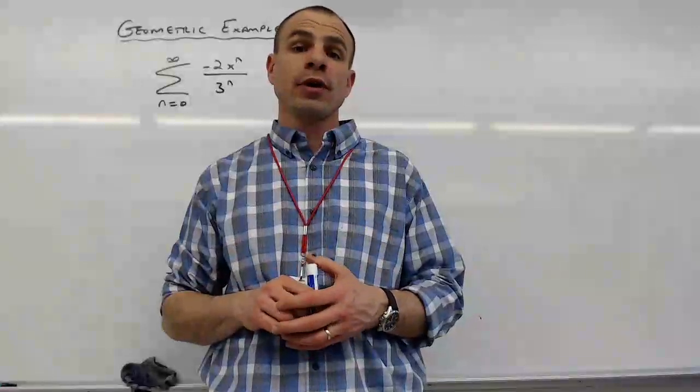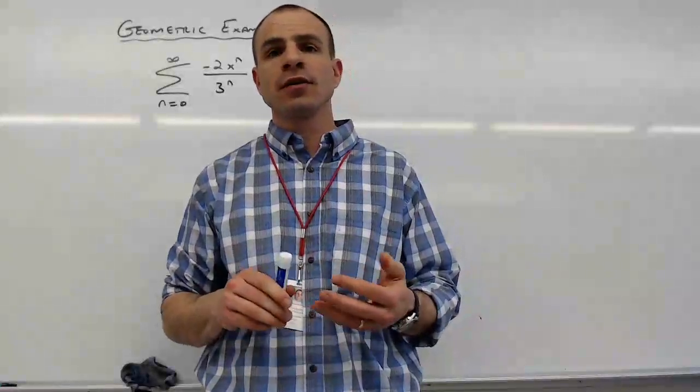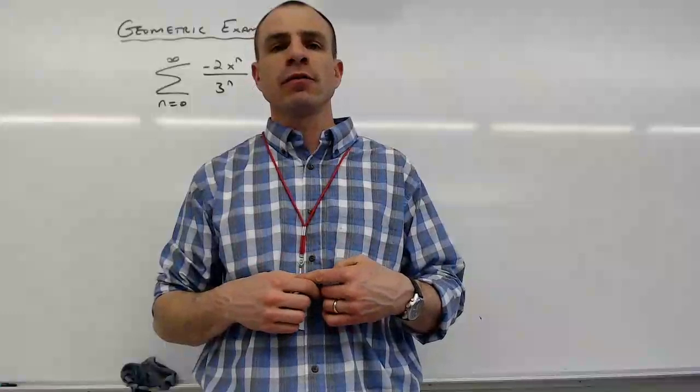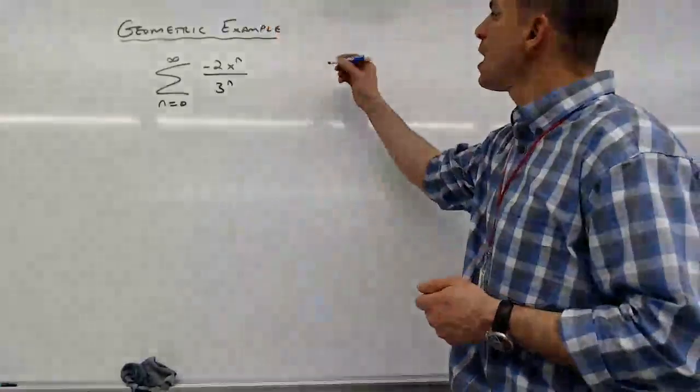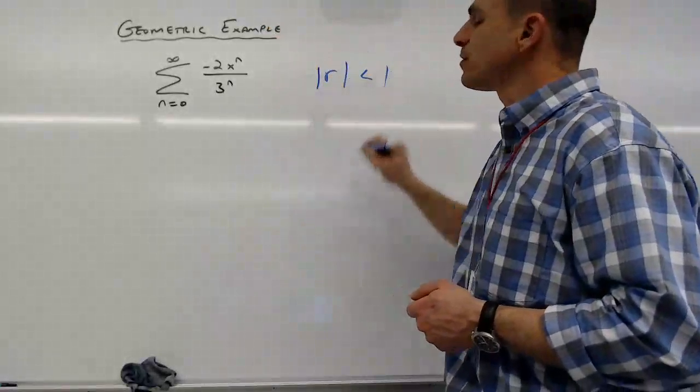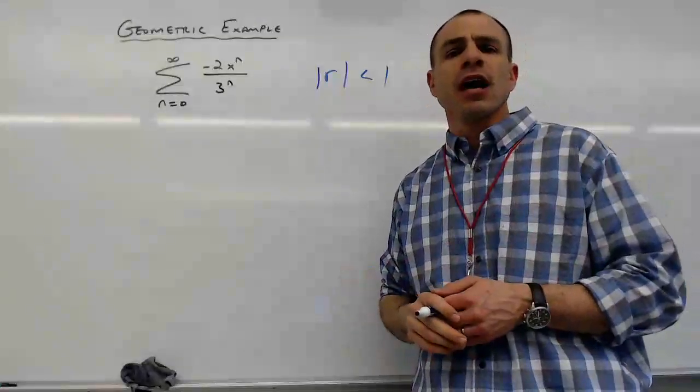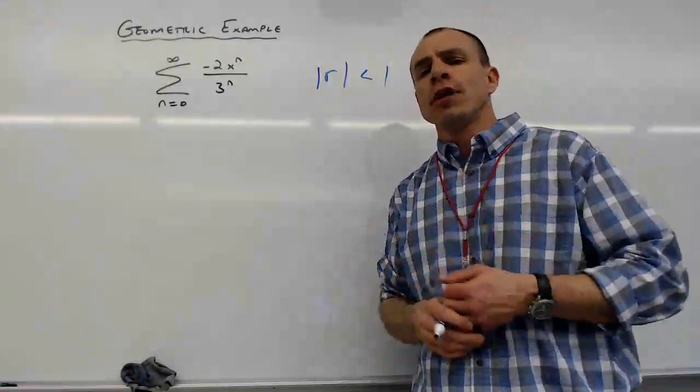In this first example, we have ourselves a geometric series. We're trying to find out the interval of convergence. Well, we know that it will converge when the absolute value of the common ratio is less than 1. So we just have to identify what the common ratio is. What are we multiplying by each term?